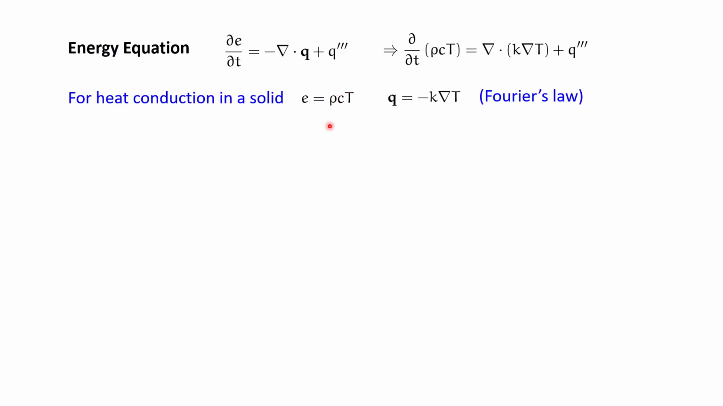Now we take some particular laws. First of all, we take this energy small e as rho C T, that is density times specific heat multiplied by temperature, and this heat flux q we take as minus k times the temperature gradient, where k is thermal conductivity. You all know that this is known as Fourier's law. If I plug these two in, then I get the equation del/del t of rho C T equals del dot k del T plus Q triple prime.